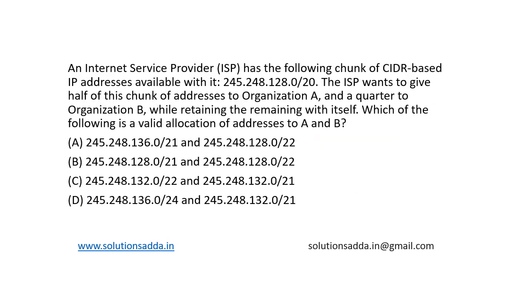This is a question from computer networks. An internet service provider has the following chunk of CIDR based IP addresses available with it, and the address is 245.248.128.0/20. The ISP wants to give half of its chunk of addresses to organization A, a quarter of it to organization B, while retaining the remaining with itself. Which of the following is valid allocation of addresses to A and B? Since we have /20, it means that from 32 bits, 20 bits are already allocated. We have remaining 12 bits. So 2 to the power 12, we have 4096 addresses available with us.